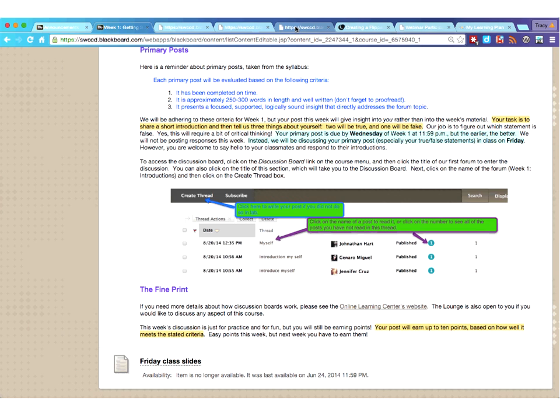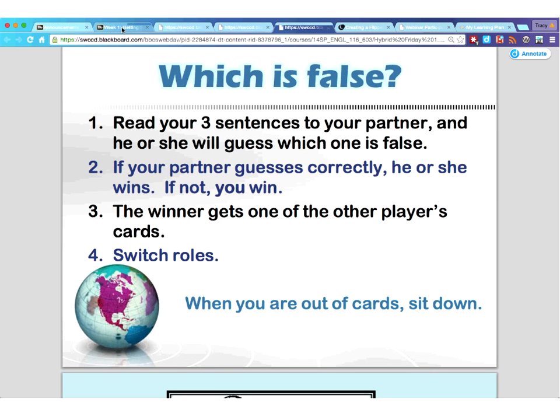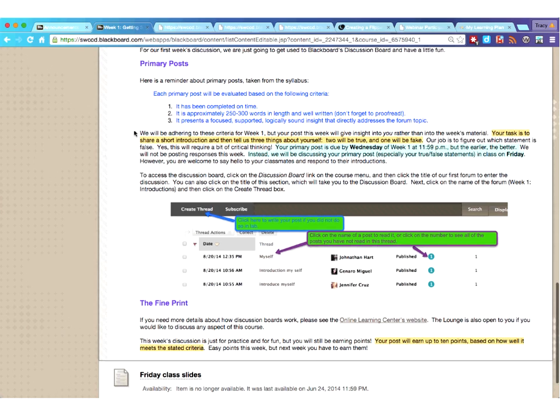In class, we did a couple of activities. So, their discussion, actually I'll go back here for just a minute. The discussion asked them, as you can see right here, to share a short introduction, and I wanted them to tell everybody a couple of things about themselves.